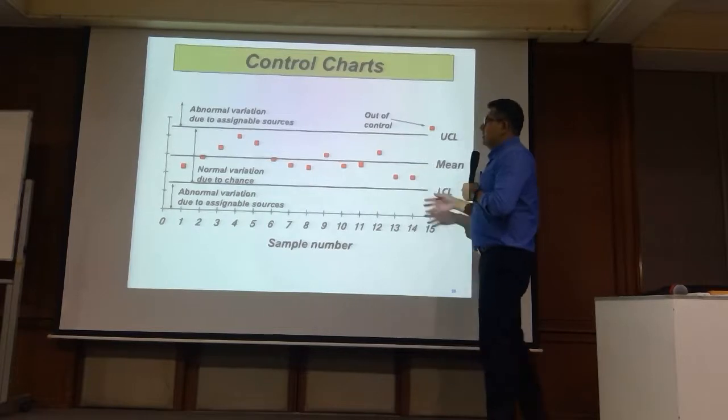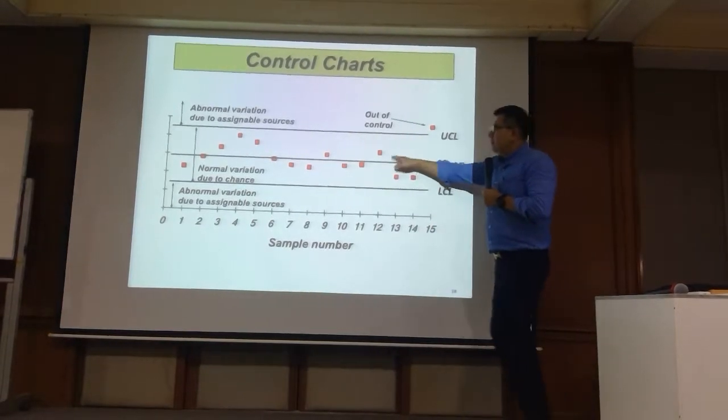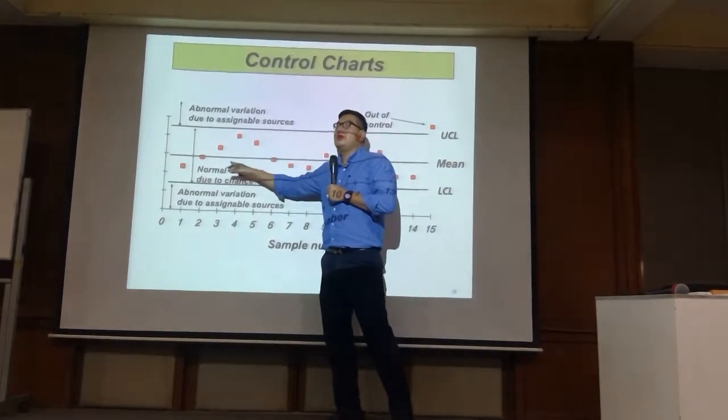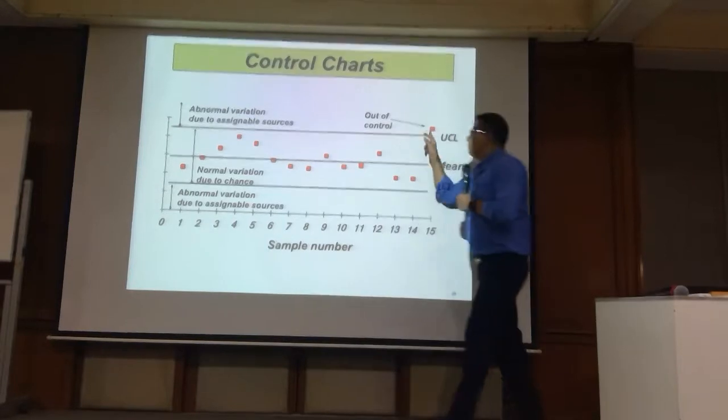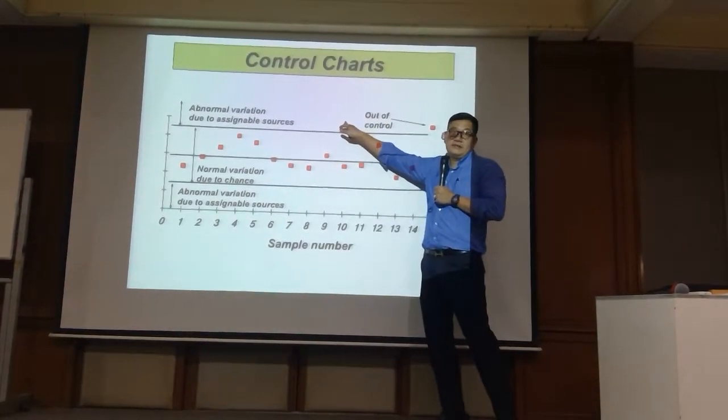In this case, you can see if all the plotted points stay within the control limit, it means you have just normal or natural variation. But if you have one that is outside, it means something assignable or abnormal happened.